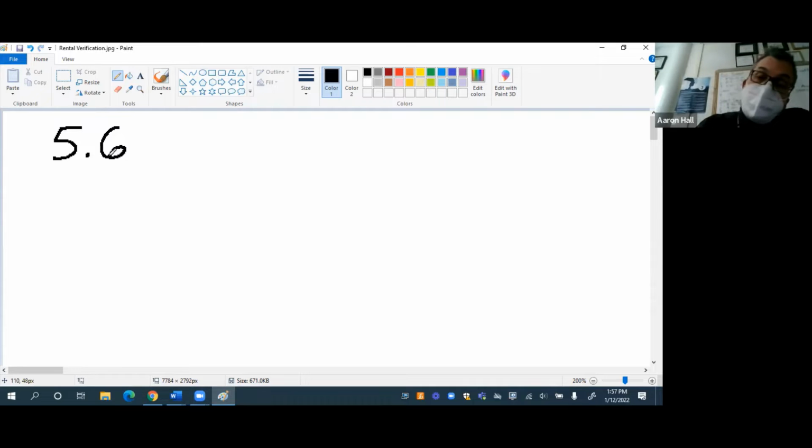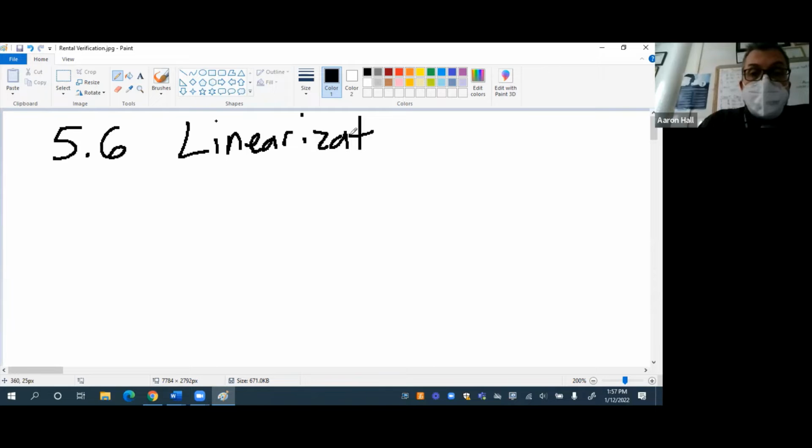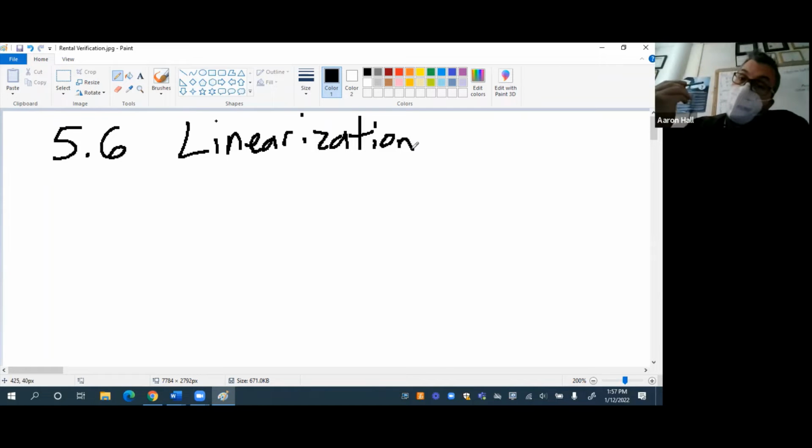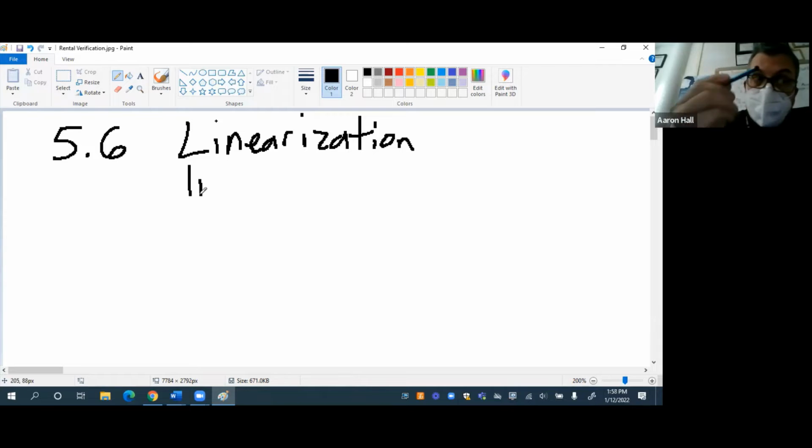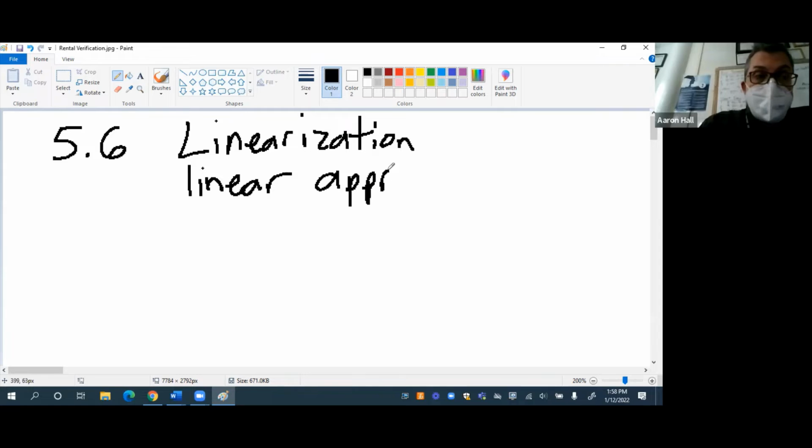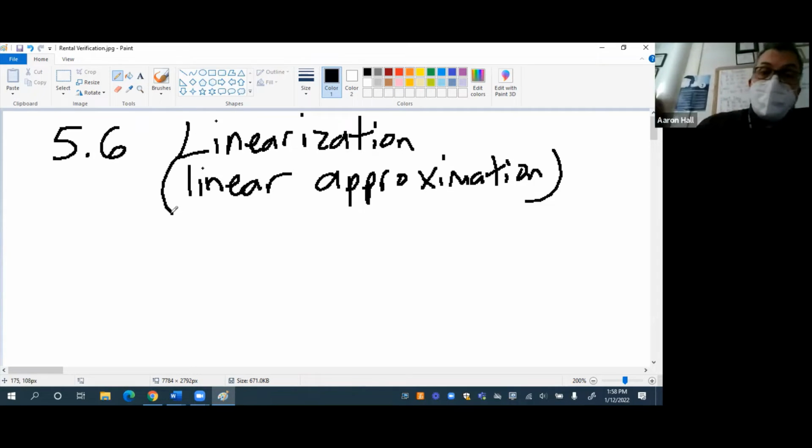5.6 is on what is called linearization. Another way to phrase linearization is also called linear approximation. It's the same thing. Linear approximation is the same thing as linearization.